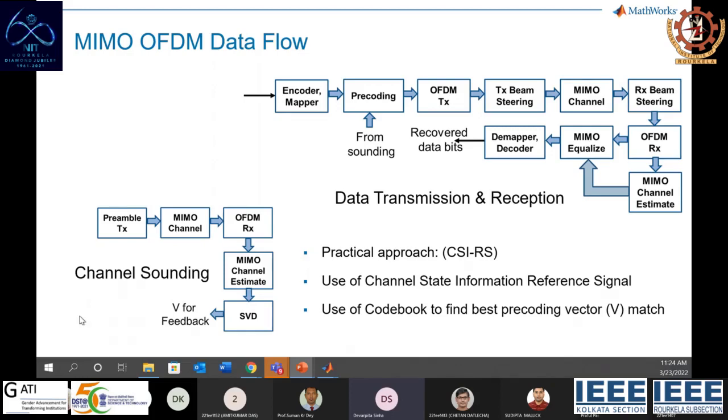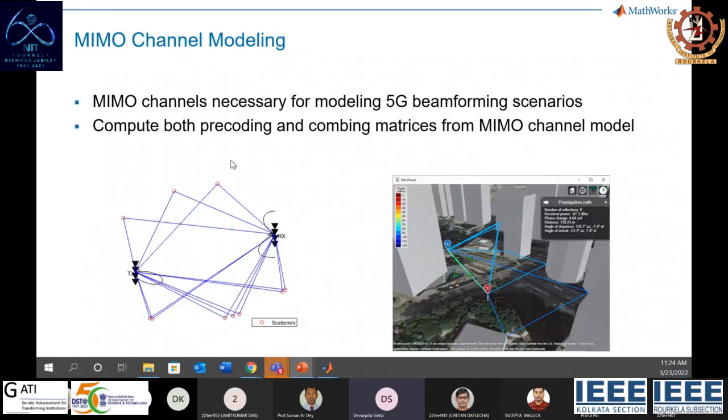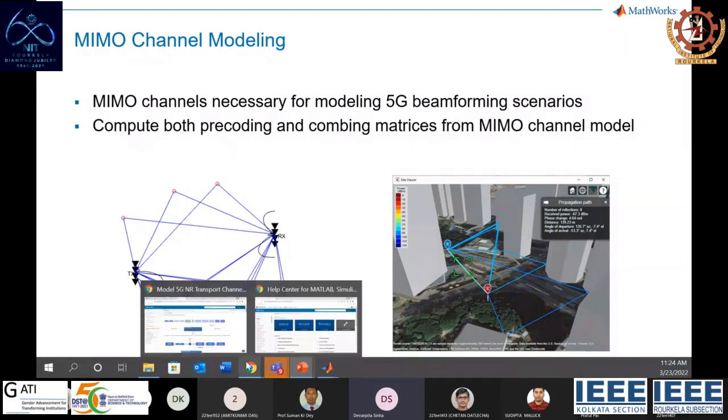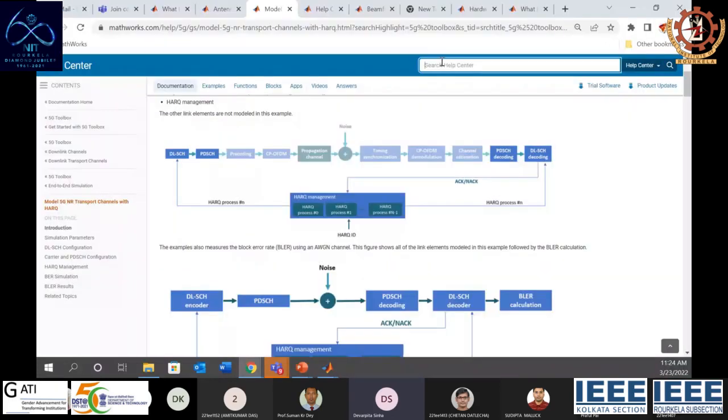Apart from that, if we are transmitting in MIMO, different scattering happens in the channel. So these scattering effects we can also incorporate in our model. This is showing some ray tracing application in a dense urban area. So these examples are all available. Just let me show you.